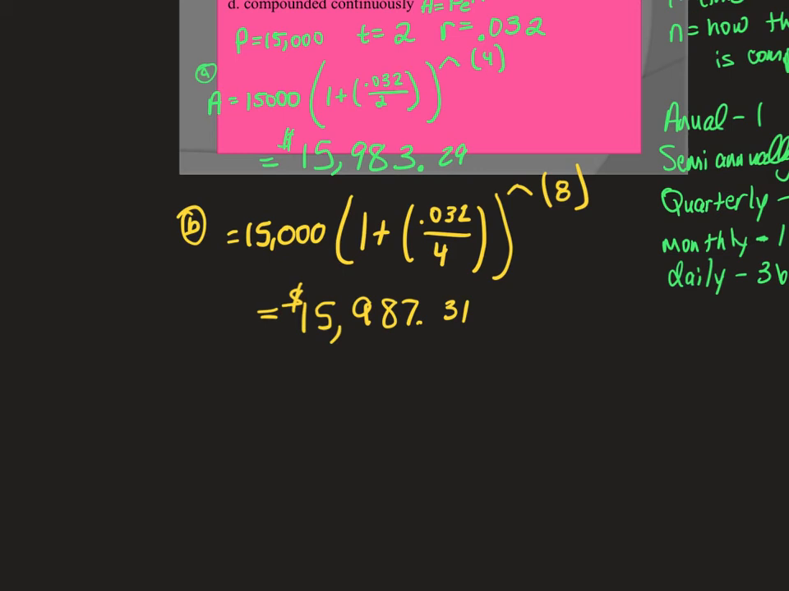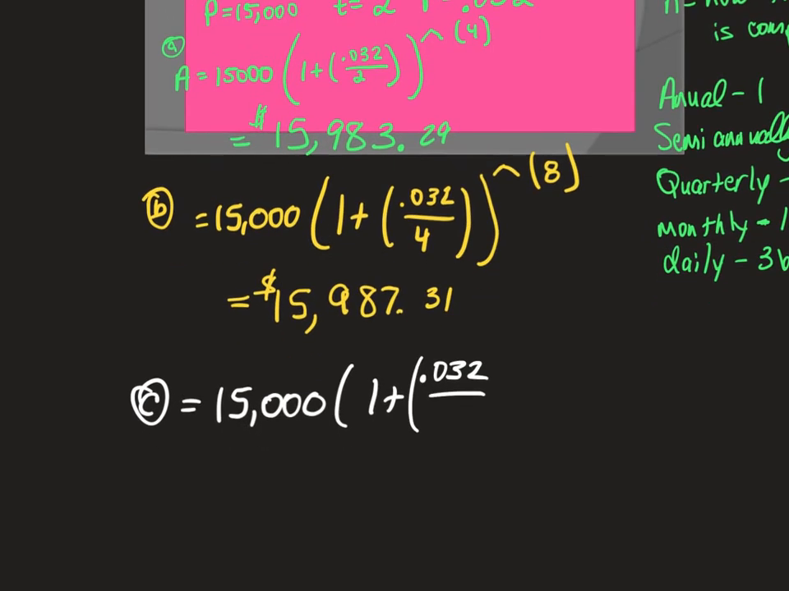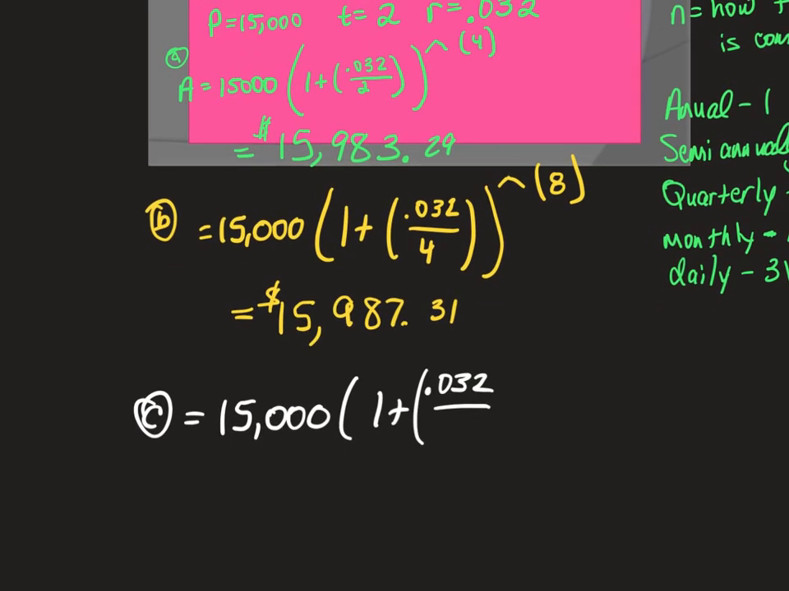Okay, let's look at C. Again, what's the principal? What's the amount that they started me off with? 15,000, right? Okay. So I have 1 plus my interest rate, still the same, 0.032. But this time, in letter C, I'm compounding monthly. So what is my N value? 12.